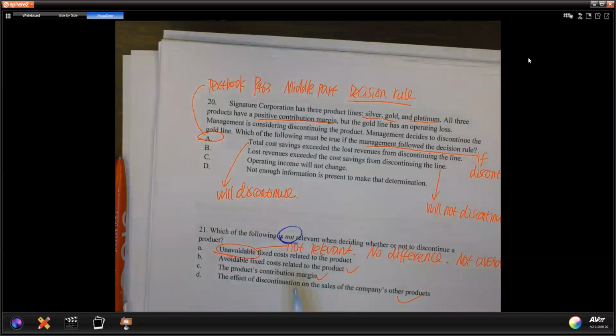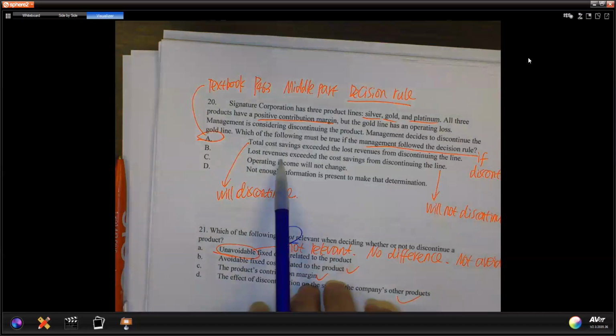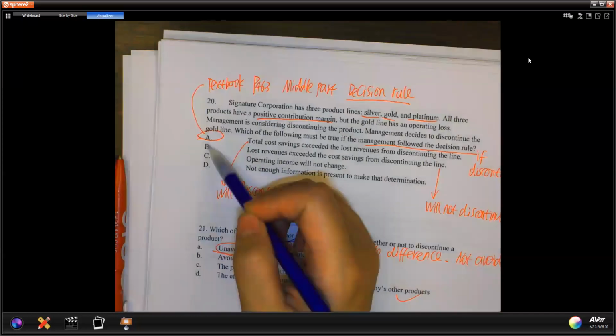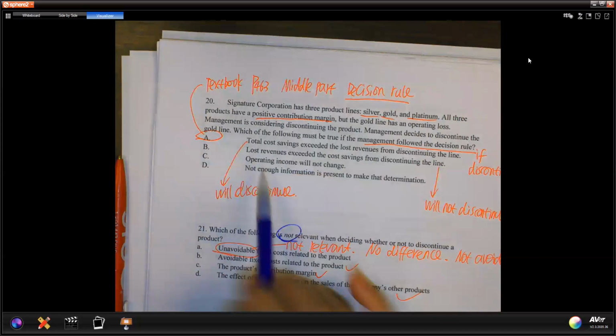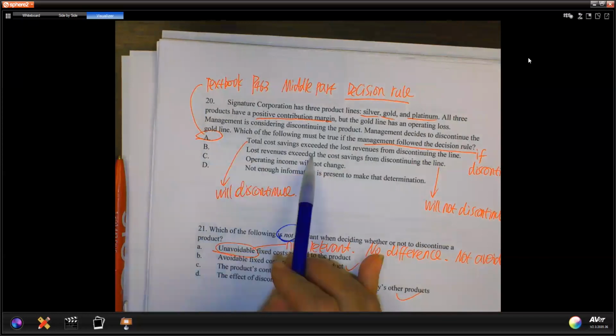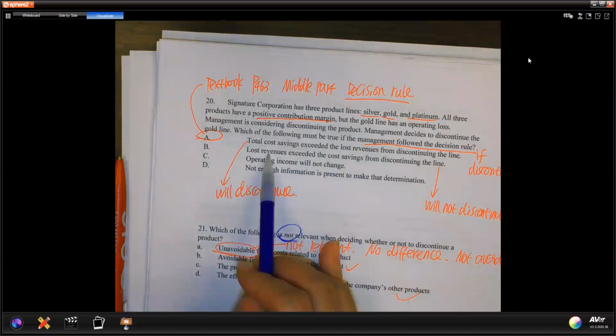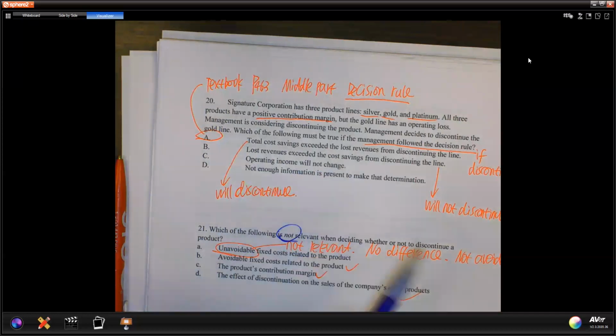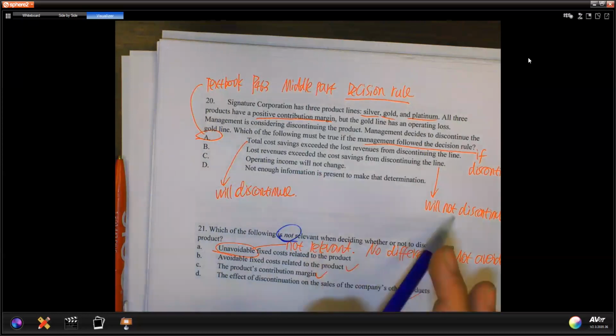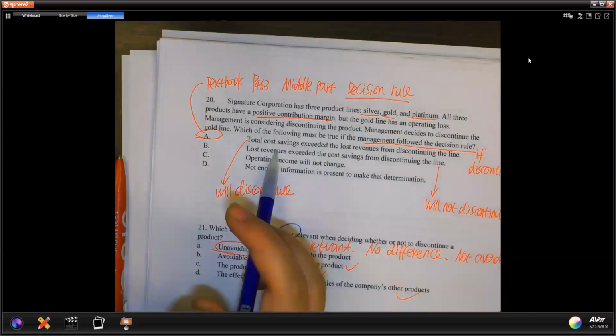Let me see, revenue. A and B are always kind of confusing, even for me sometimes. So if lost revenue exceeds the cost saving, you will lose $5, but you can only save $3. You will lose 5, you will save 3, then you will not discontinue. So B is wrong because you decided to discontinue.